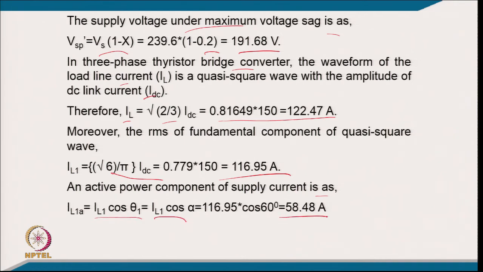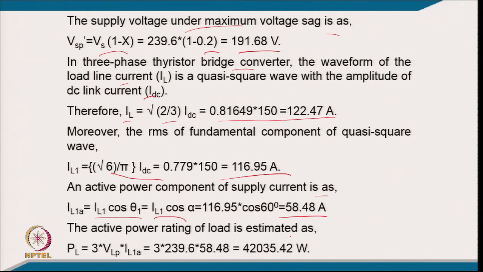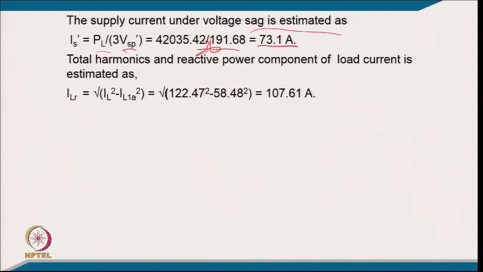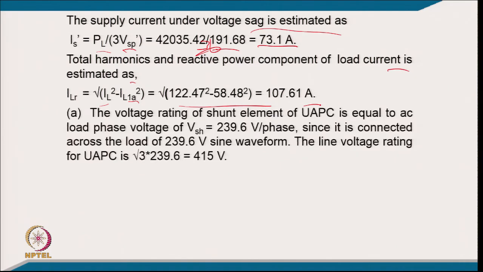The active power component of the supply current is calculated as IL1 cos alpha; putting the value, it comes to 58.48 ampere. The active power rating of the load is estimated as 3 V_LP IL1A; putting the value, it comes to 42,035.42 watt. The supply current under voltage sag condition is PL by 3 V_SP, so under voltage sag it comes to 73.1 ampere. The total harmonics and reactive power component of the load current is estimated as the square root of IL1 squared minus IL1A squared. Putting the value, it comes to 107.61 ampere.